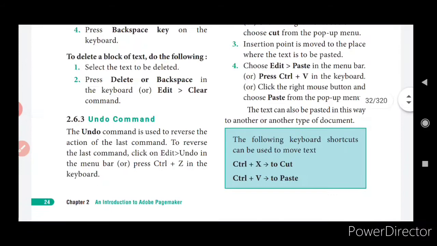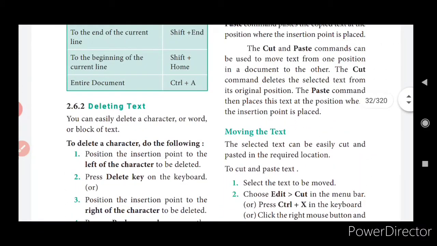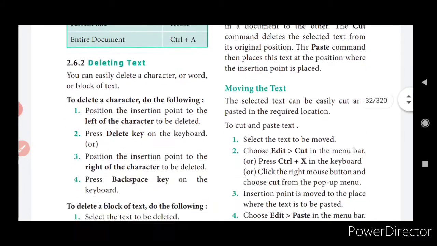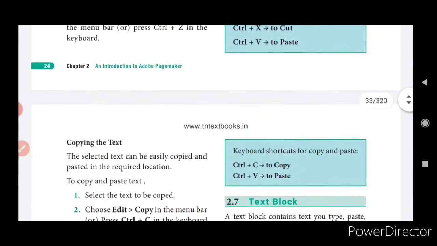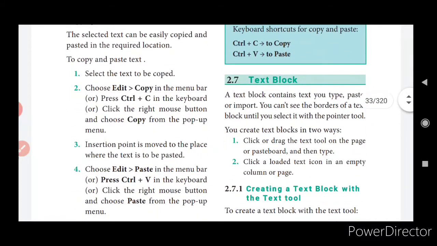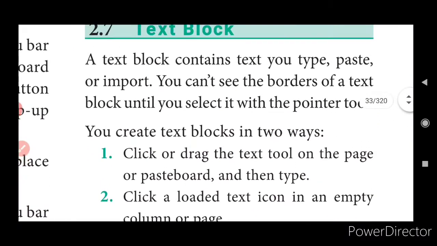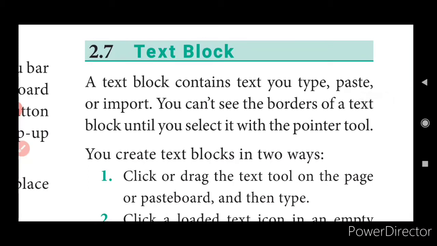In last class, we saw Adobe PageMaker, isn't it? How to open a page, how to delete a page, how to open Adobe PageMaker, all this we saw. Now let us see what is a text block. Text blocks contain text you type, paste or import. Anything that we type, a group of text together, is going to be a text block. You can't see the borders of the text until you select it with a pointer tool.